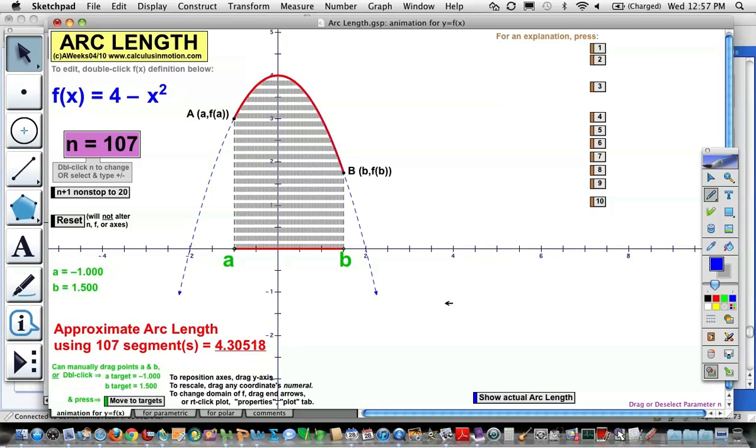So that's the idea. Now, the question is, how do we turn that into a usable form? With the derivative, we had to take the slope formula. We had to do f of x plus h minus f of x all over h, the limit as h went to 0, and that was our formula.